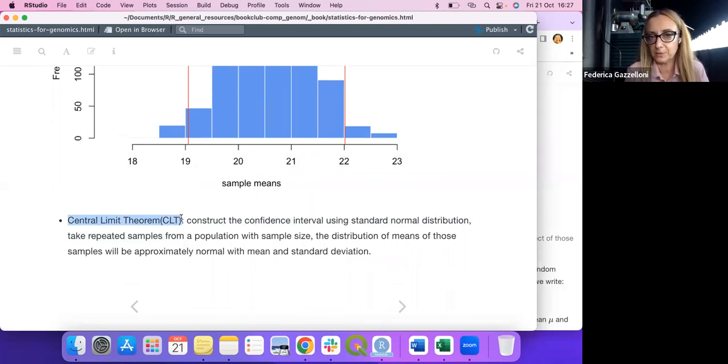I'm sure the central limit theorem is very important. So when you do replication, then you construct the confidence interval using a standard distribution. Take repeated samples from a population with a sample size, and the distribution of the means of those samples will be approximately normal with mean and standard deviation. So basically, if you replicate your data a quite high number of times, your data tend to accumulate around a central mean. So that's why it's the central limit here.